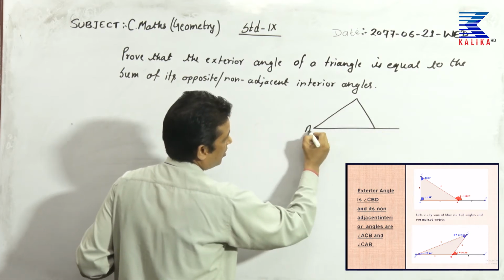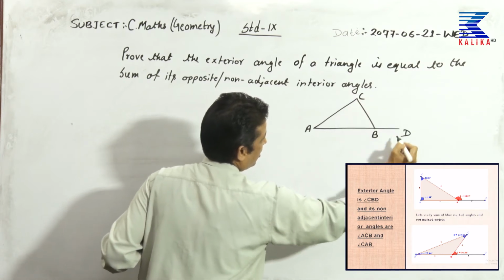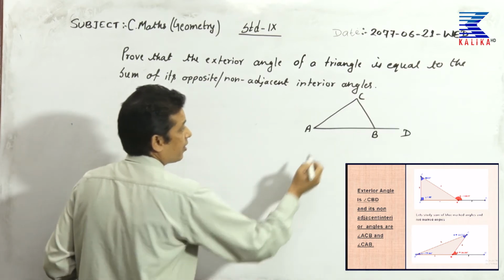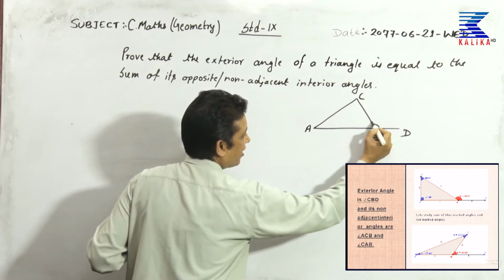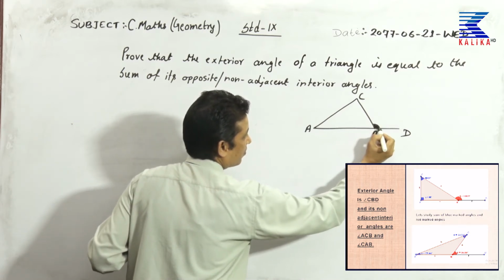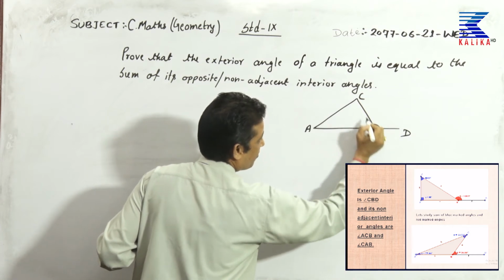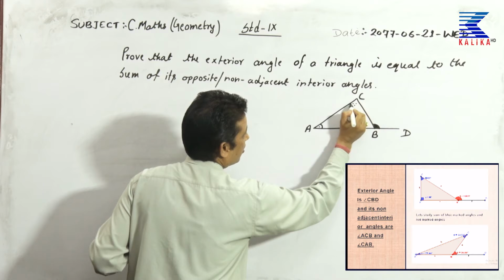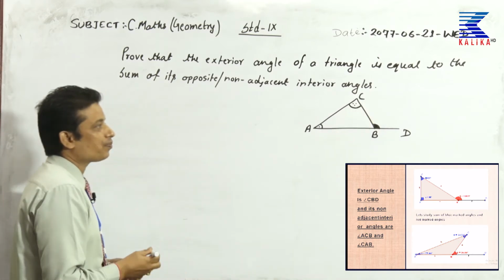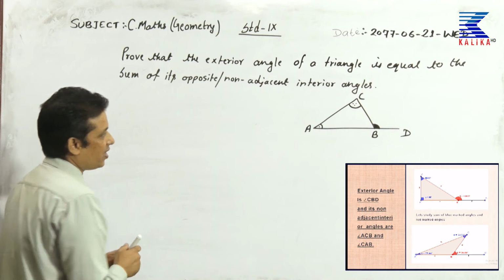So, this is A, B, C, D. ABC is a triangle, and you see this is the exterior angle. When side AB is produced to D, exterior angle CBD is formed, and this one and this one, these two angles are interior angles opposite to angle CBD.